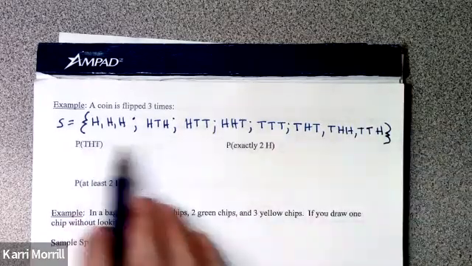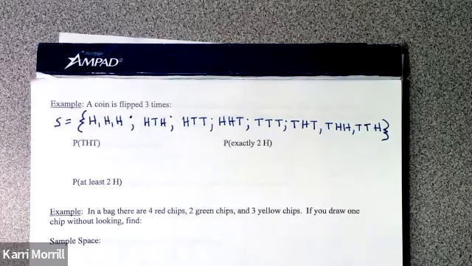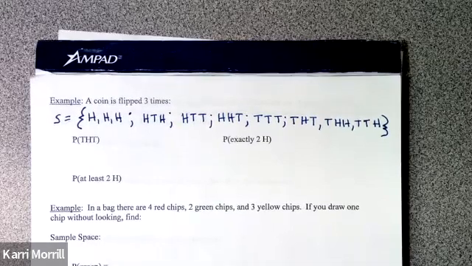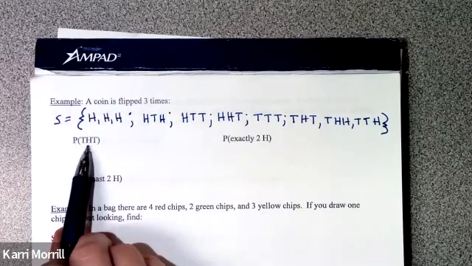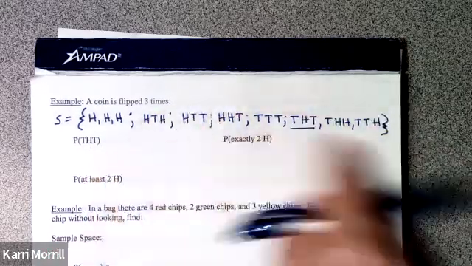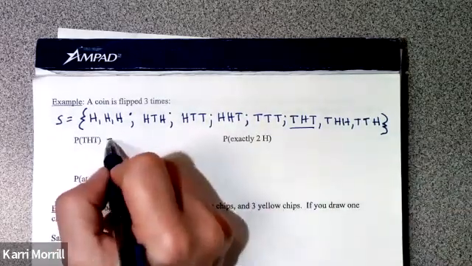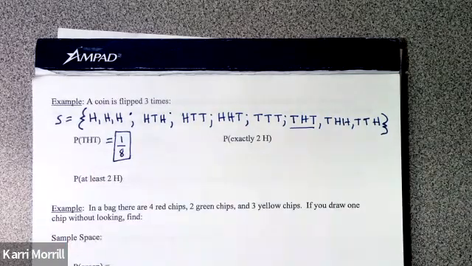So there's lots of different things that could happen. That's why you need to set up a sample space, think of all the things that could happen. It changes depending on what you have, one single coin and what can happen each time. So this says the probability of getting tails, heads, tails. There's only going to be one of those out of 8. So 1 out of 8 chance to get tails, heads, tails.